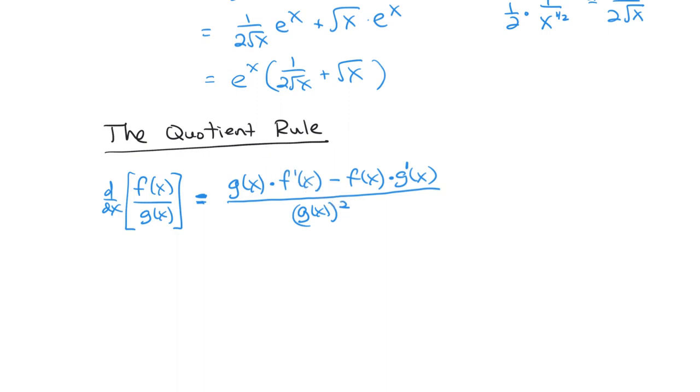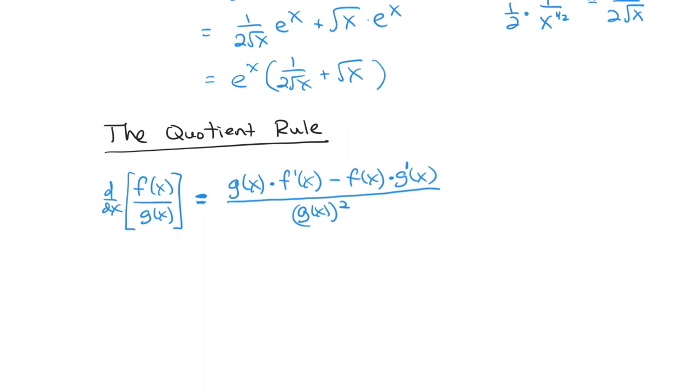Remember the product rule, we added, right? We had an add here, but now we subtract. So it's denominator times the derivative of the numerator minus the numerator times the derivative of the denominator all over the square of the denominator.